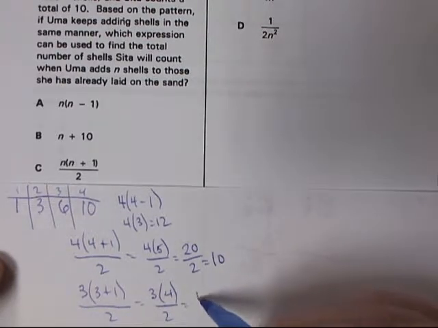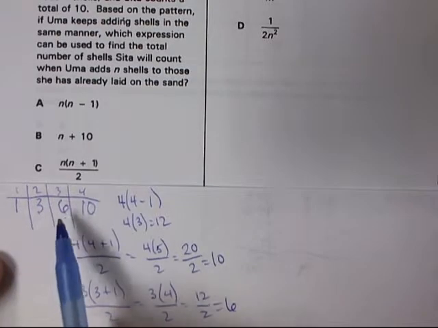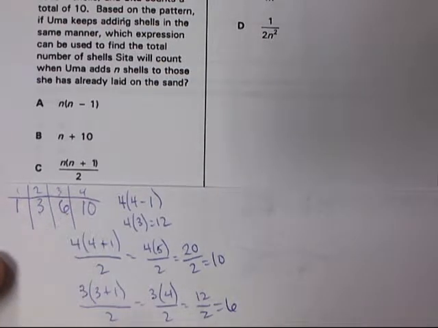Three times 4 is 12. 12 divided by 2 is 6, and that's the term value that we're looking for in position 3, so the correct answer is C.